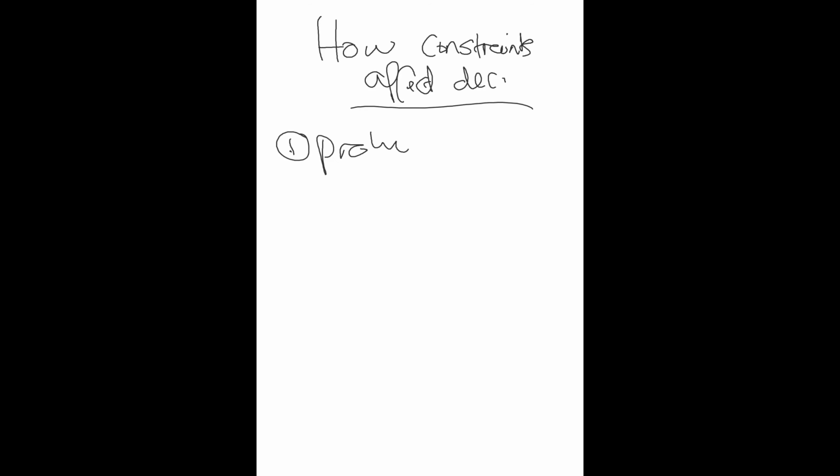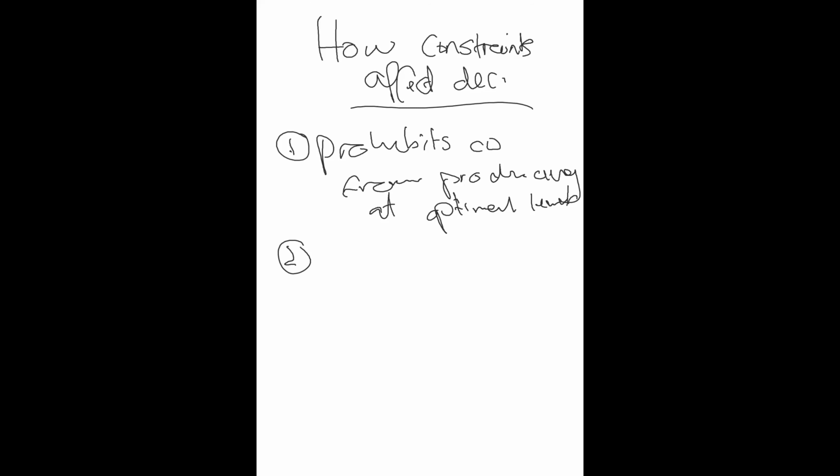How constraints affect decisions. So we had spoken about how, one, constraints prohibit companies from producing at optimal levels, right? Another how that can affect decision making can be the fact that, but also I just want to add that this is not an exhaustive list.